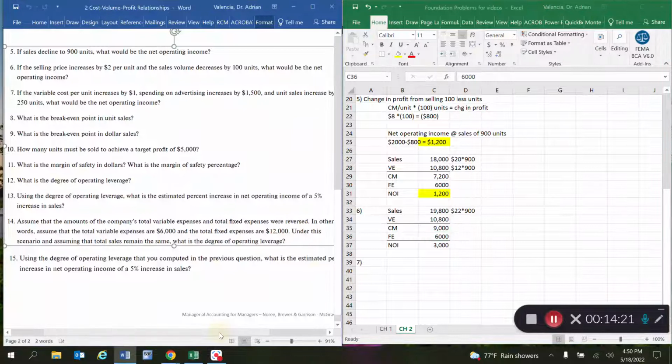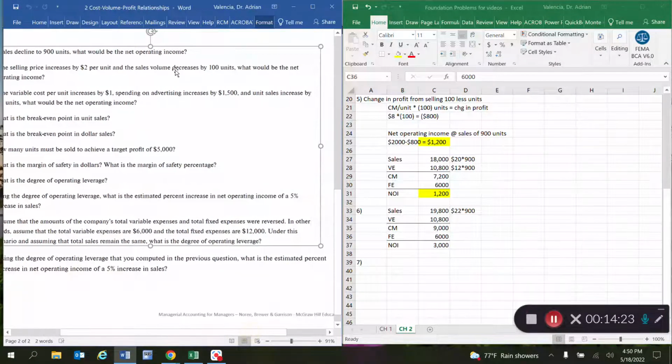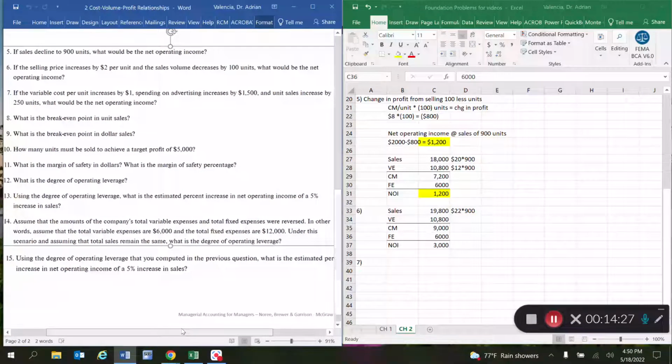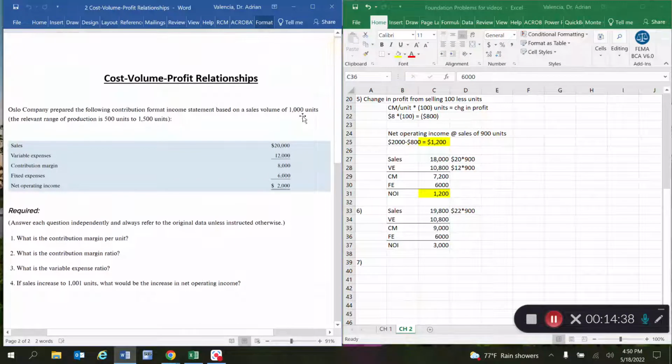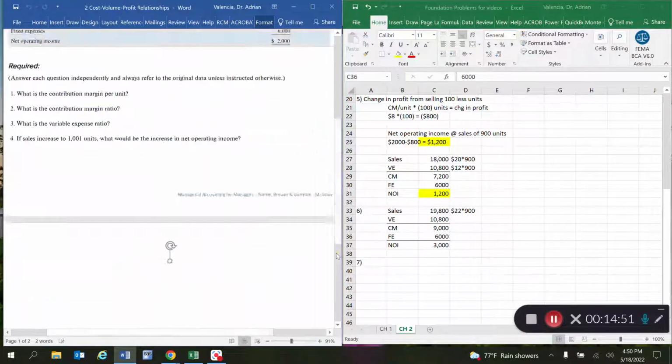Let me see. Sorry. Unit sales increase by how many units? Bear with me. By 250 units. What would be the net operating income? Okay, so every time we're being asked to change the number of units, go back to your baseline of 1,000 units. Okay, just to make it simple. So instead of selling 1,000 units, what if we sold 1,250 units? First thing I want to verify is that within the relevant range for this cost structure? And it is. So let's go ahead and figure that out.